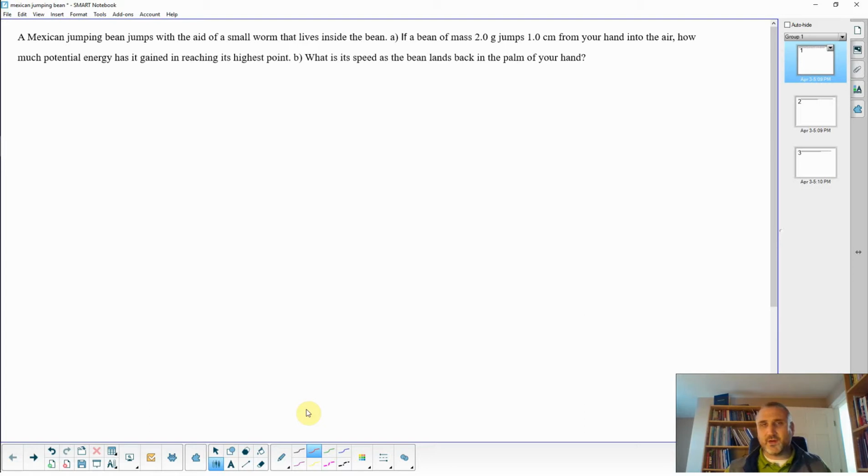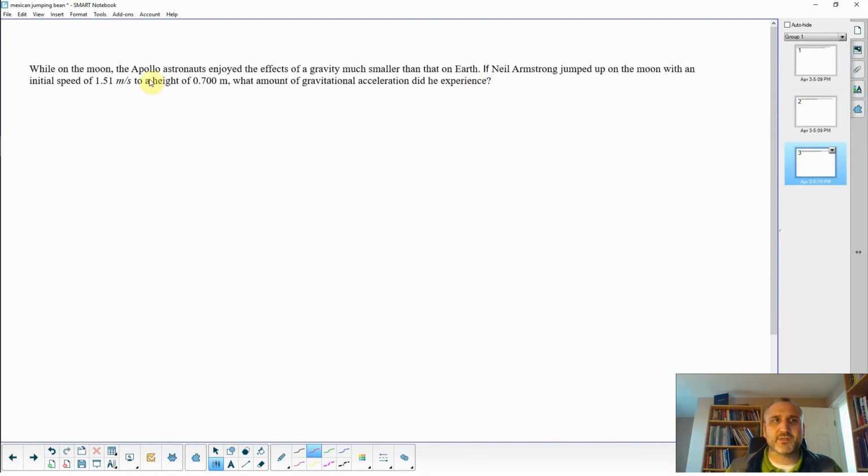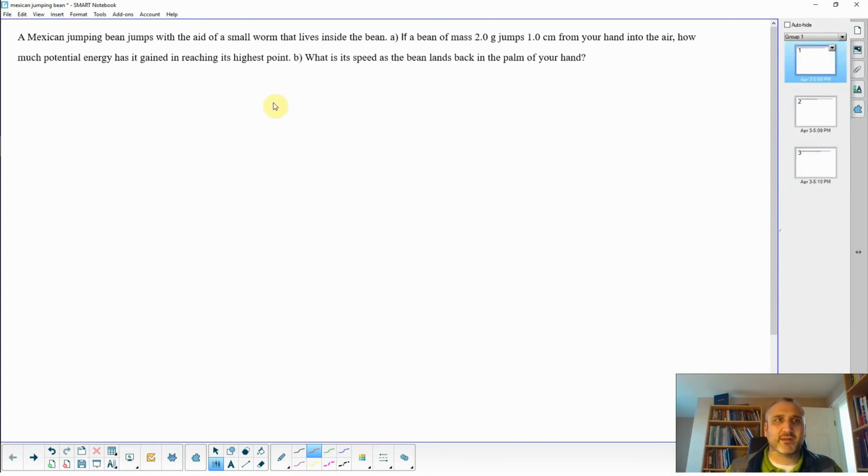So we've got a couple of different problems. This was page 71, I believe, numbers 8, 9, and 10. Number 8 is about a Mexican jumping bean. Number 9 is about a pig on a hill, and number 10 is about the Apollo moon landing. So let's start off with number 8.